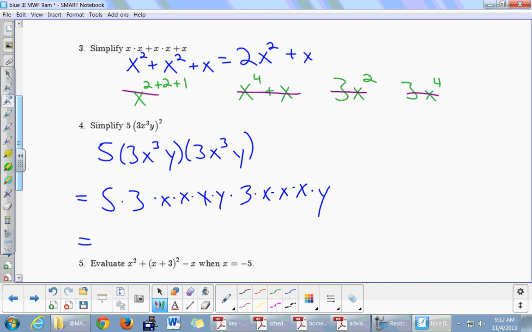Okay, so now for the completely optional step right here, I'm going to group all the numbers in the front. 5 times 3 times 3. I'm going to group all the x's together. And then I'm going to shove all the y's at the end.